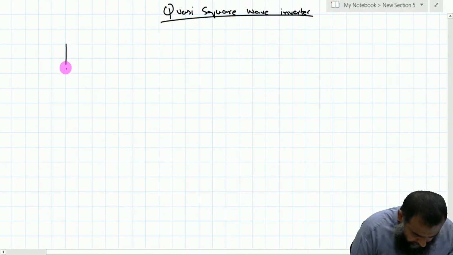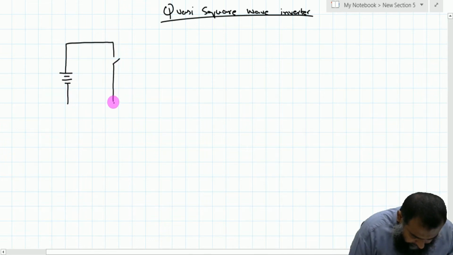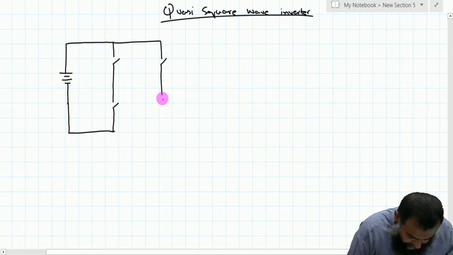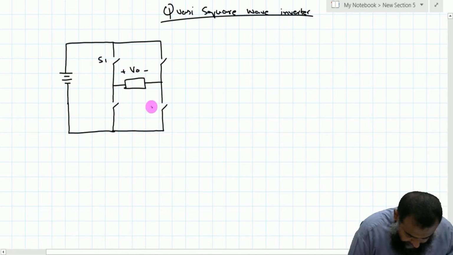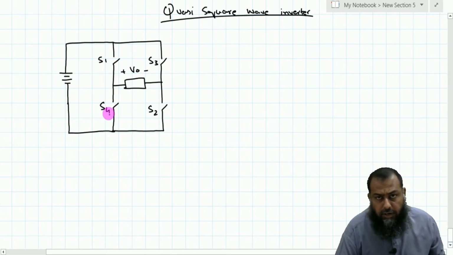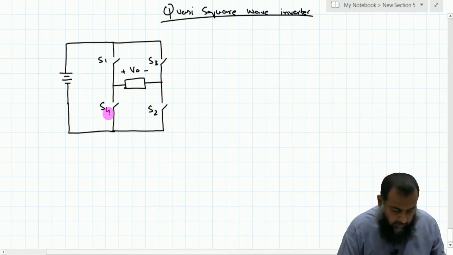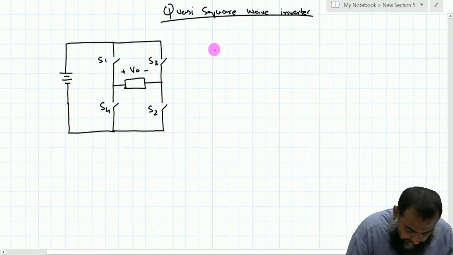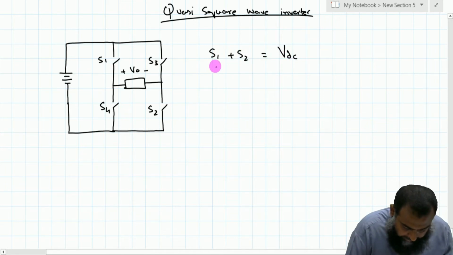So let me draw the H bridge circuit here. This is the H bridge circuit. Here we have the load. This is S1, S2, S3 and S4. In the square wave inverter, we utilized only two states: we turn on the switches S1 and S2 simultaneously to produce VDC. Then we use the S3 and S4 combination to produce an output voltage of minus VDC.